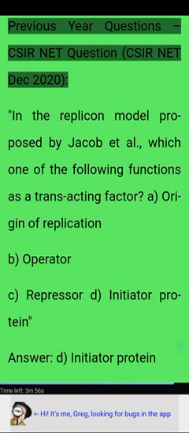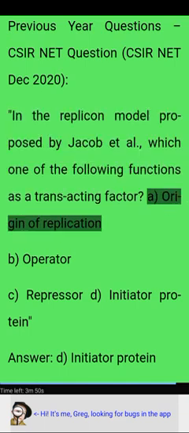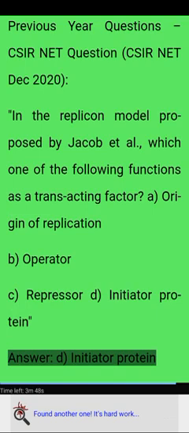Previous year questions. CSIR NET question, 2020. In the replicon model proposed by Jacob et al., which one of the following functions is a trans-acting factor? A. Origin of replication. B. Operator. C. Repressor. D. Initiator protein. Answer: D. Initiator protein.